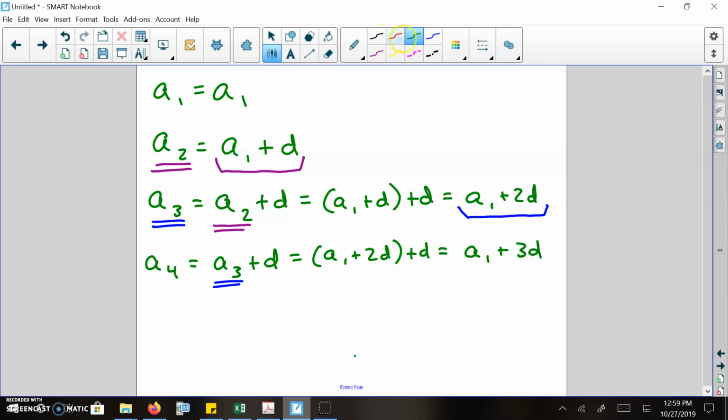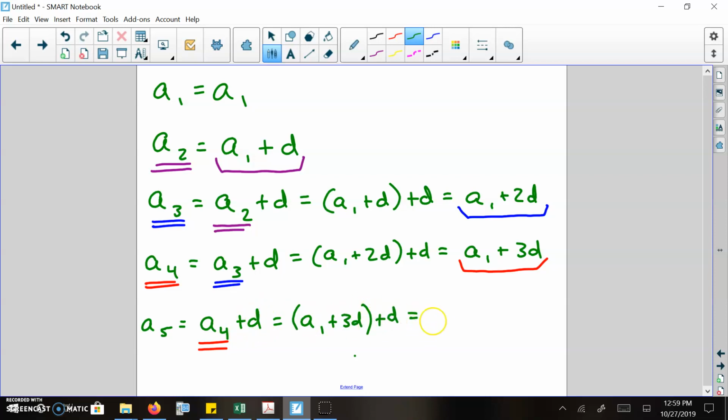Okay, let's try one more here. A sub 5. How would I find a sub 5? I'd go back to the previous term, a sub 4, and add the common difference, which we'll call d. Well, what is a sub 4? We found a formula for a sub 4. It's a sub 1 plus 3d. So I'm going to replace a sub 4 with a sub 1 plus 3d plus this d. And what does this give me? A sub 1 plus 4d.